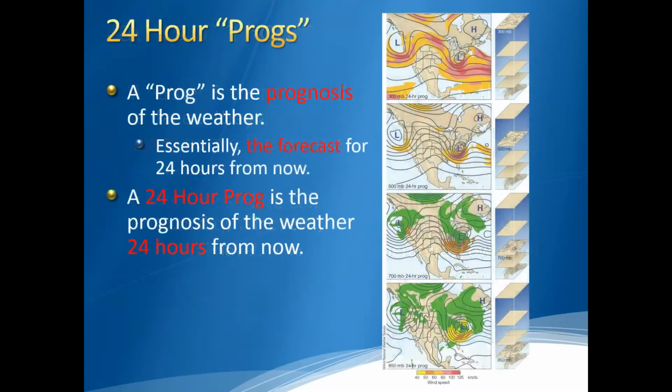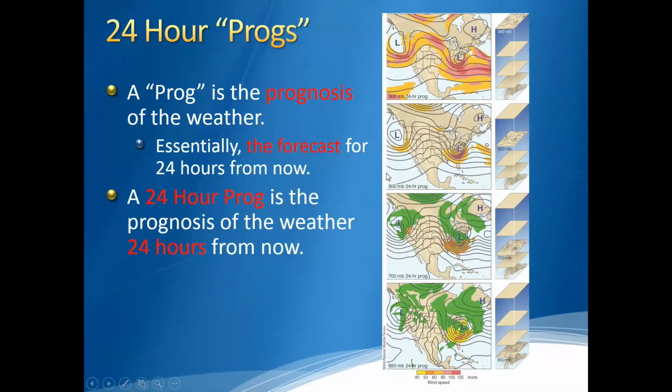Now, we look at these things not just for the current conditions, but we also forecast them out in time. And what we get back as a result is something called a prog. A prog is a map giving us a prediction, or a prognosis, of the weather. I mentioned in the beginning of this lecture that a prognosis is basically just a prediction. It's what's going to happen next. And so these 24-hour progs give us a prediction of what the weather is going to be like 24 hours from now. And we get these progs for all of these different layers of the atmosphere.